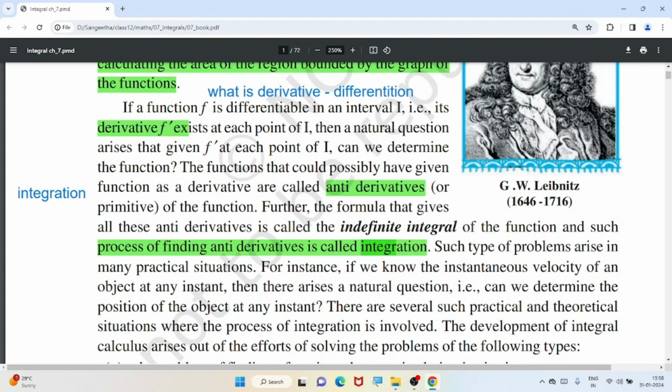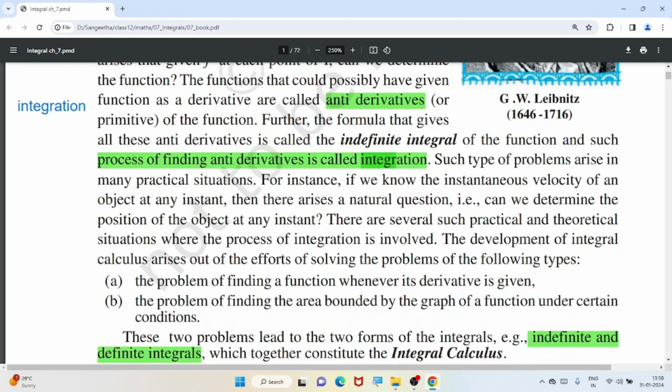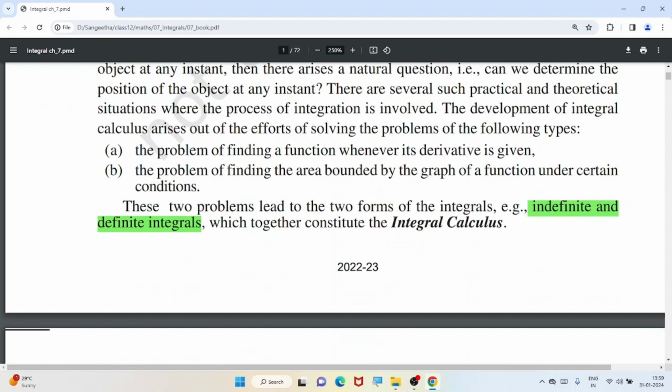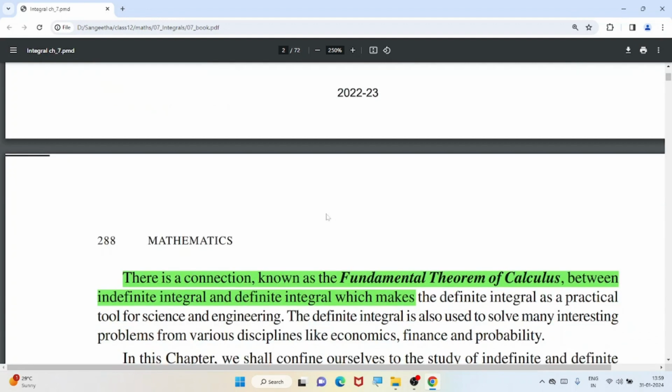F of x after differentiation gives f dash of x. F dash of x after integration gives f of x. Antiderivative means we are doing integration, derivative means we are doing differentiation. So going from derivative to antiderivative is called integration. There are two types, indefinite and definite. Indefinite is without any limits, definite will have limits.